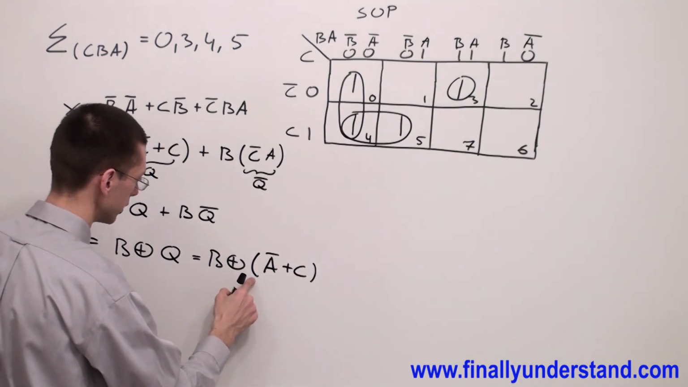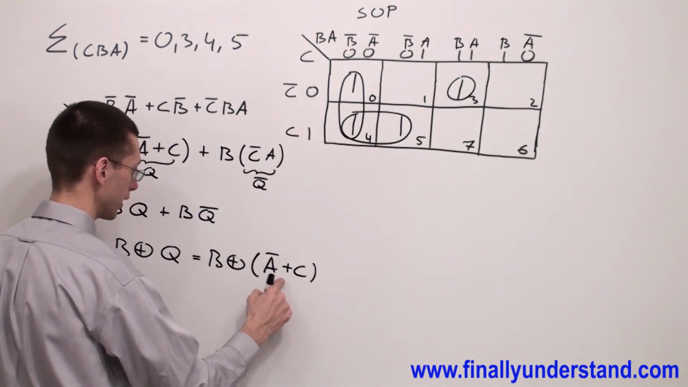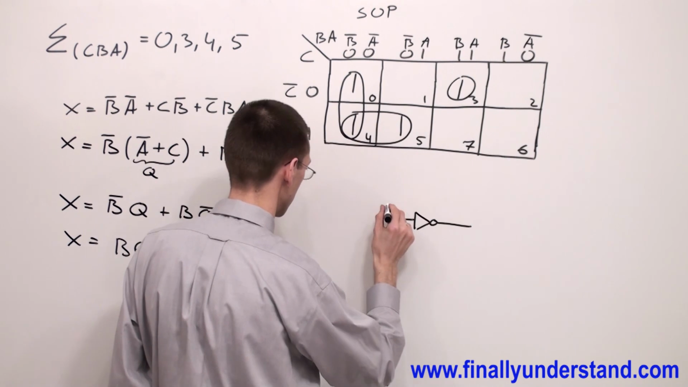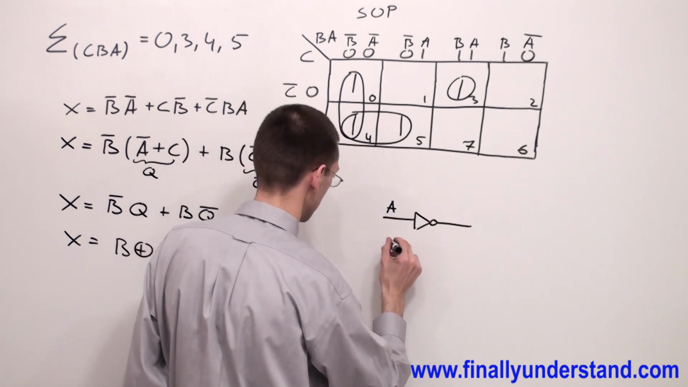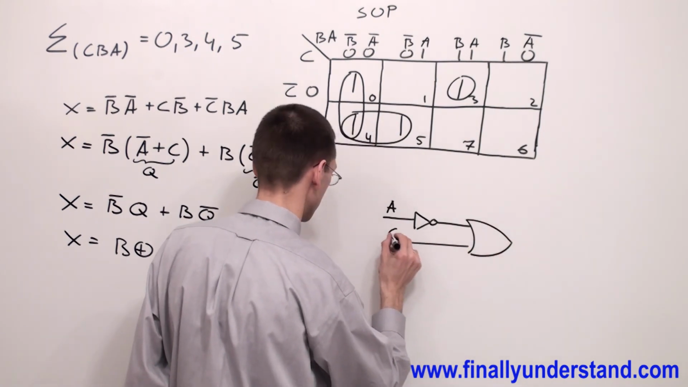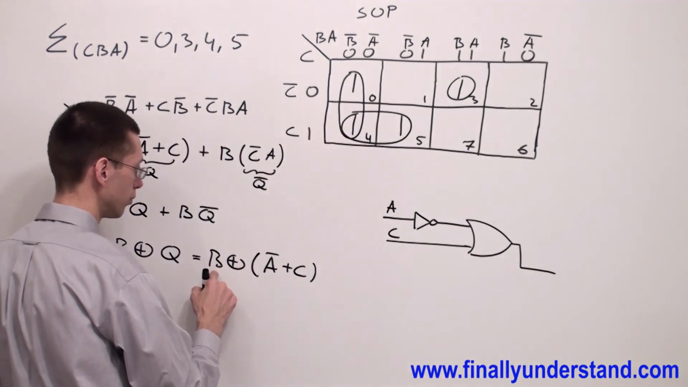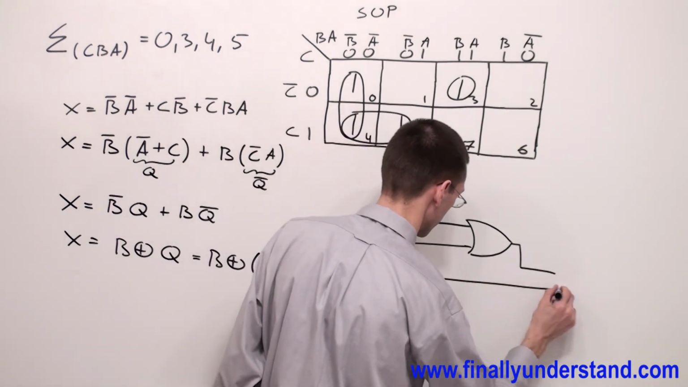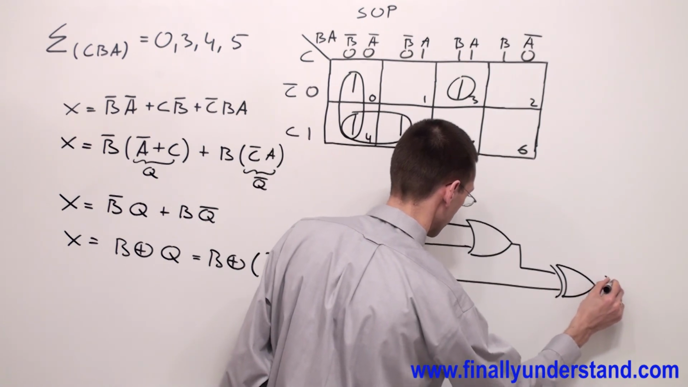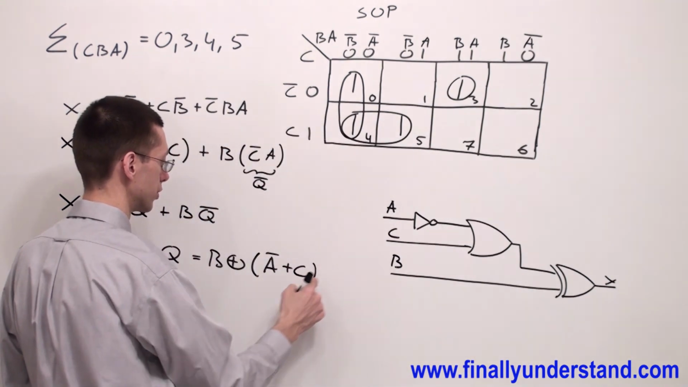Now I can implement this function. This is nothing else, just the OR gate with inverter. Is exclusively OR with B. And these are the solutions to my problem.